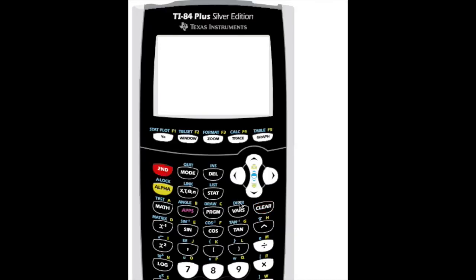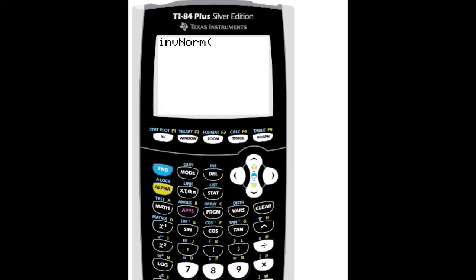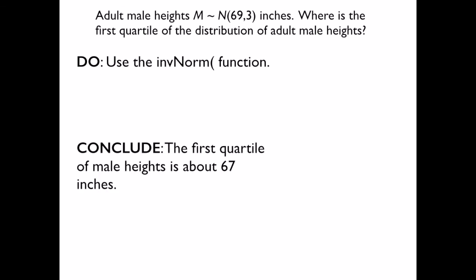So again, you'll go to the distributions menu, but instead of choice 2, you'll want choice 3, where it says invNorm, which stands for inverse norm. You'll type in first the area to the left, then the mean, and then the standard deviation. And so using the inverse norm function, we see that the first quartile of male heights is at about 67 inches. In other words, 25% of all males are 67 inches or shorter.